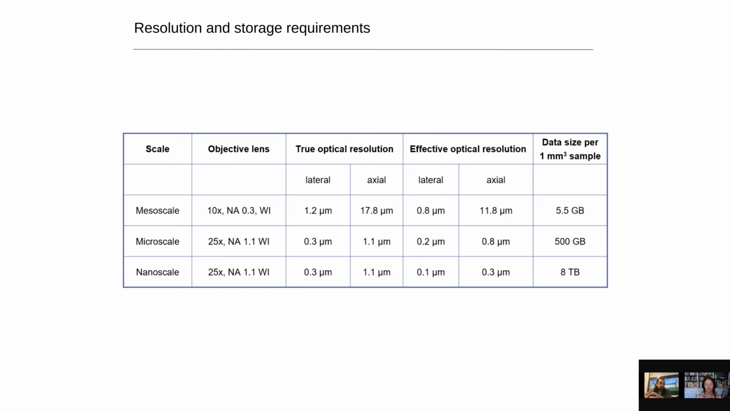That means that you have to divide that resolution by 4. So we have about 100 nanometers lateral resolution and 300 nanometers axial resolution.